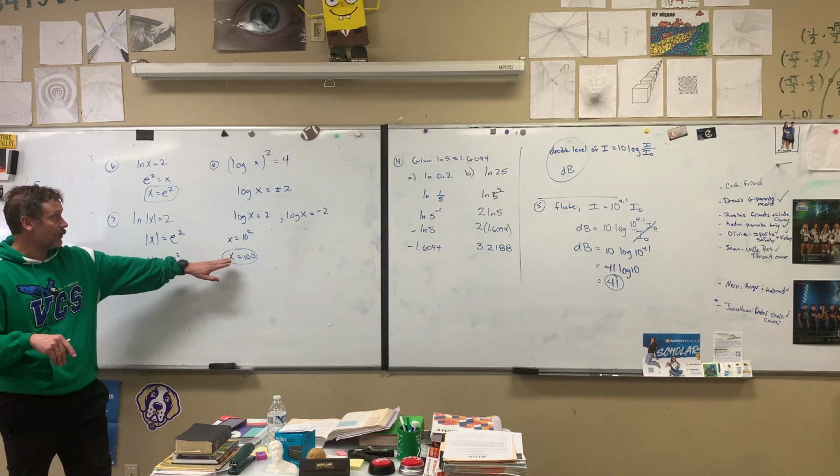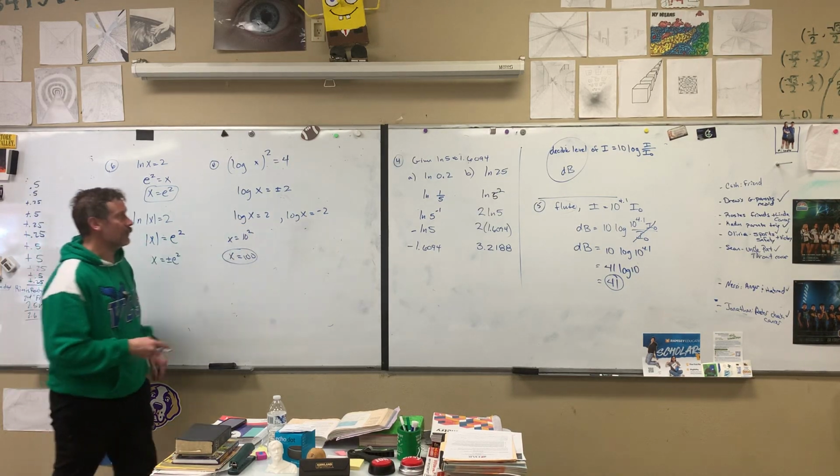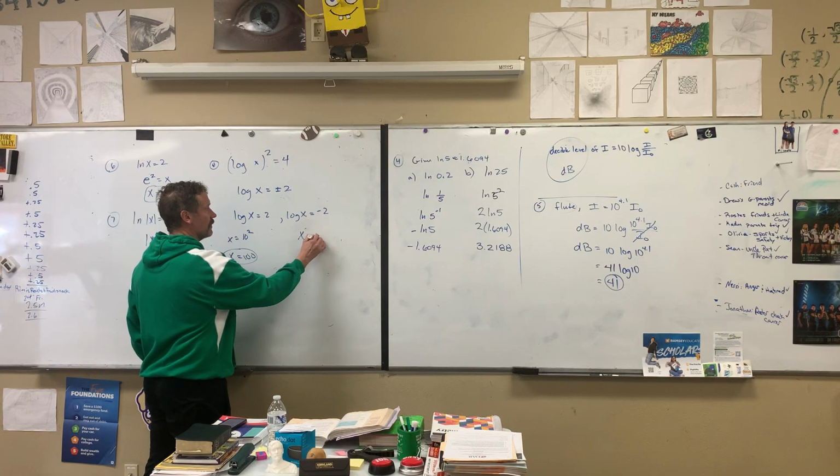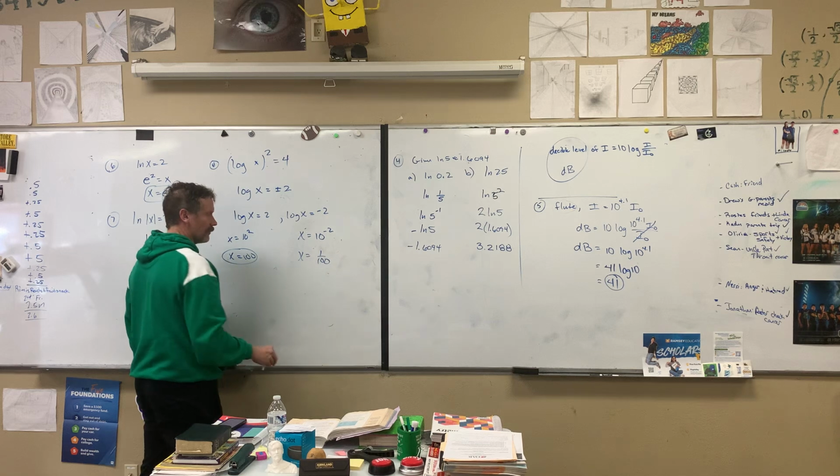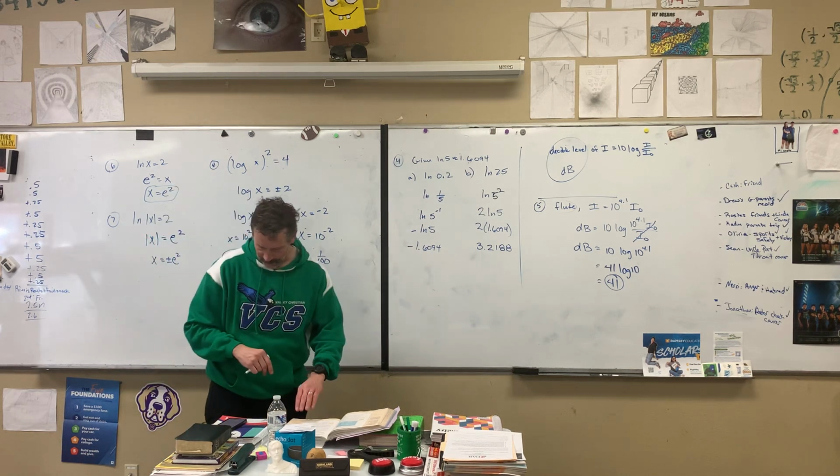Alright, so here though, we're not talking about the base, we're talking about x. So here you just say, okay, x is equal to 10 to the negative 2, so x is equal to 1 over 100. I think they put a decimal answer, but that's fine.